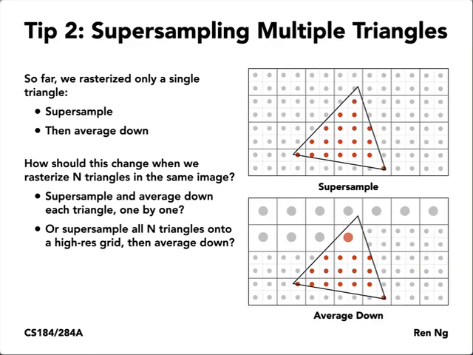So I take a triangle, I super sample it, average it down, put it into the frame buffer, go to the next triangle, repeat. Another approach might be to super sample all n triangles onto the same high resolution grid in one shot, and then average down at the end after I've super sampled all the triangles. Okay, so those are two different strategies. Which is the right answer?